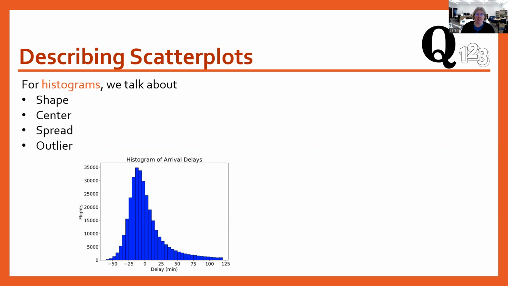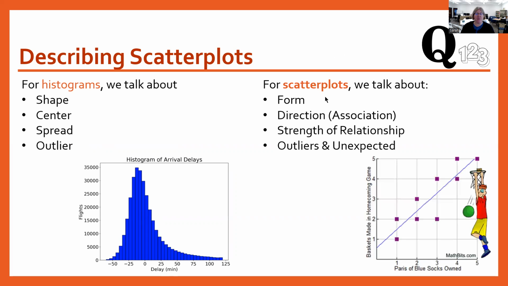And then for scatter plots, we also have 4 things that we talk about. 3 of them are new, one's a repeat. And those 4 things are the form, the direction, the strength of the relationship, and then the outliers. So the other outliers that go with both of these types of graphs. So let's go through and take a look at these.